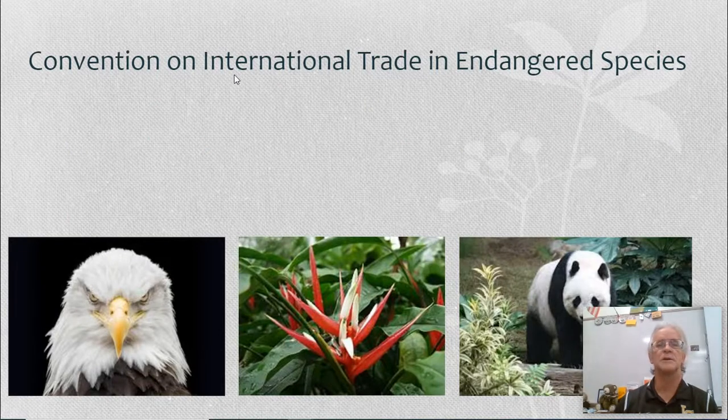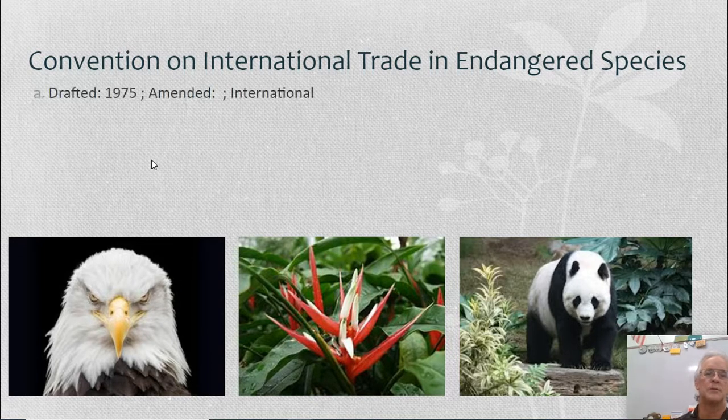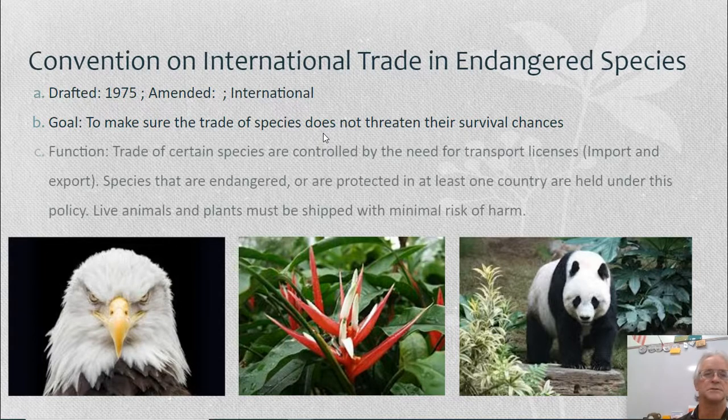The Convention on International Trade in Endangered Species. Convention means it's international. It's put together by the UN. It was drafted in 1975 and has been amended. It's international. Its goal is to make sure the trade of species does not threaten their survival chances.